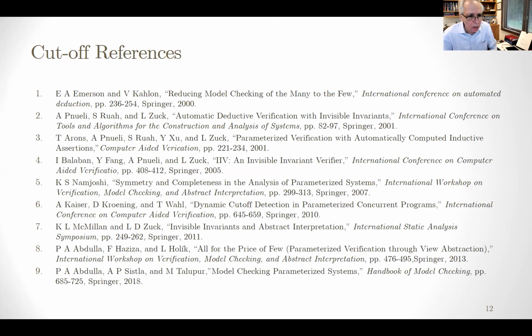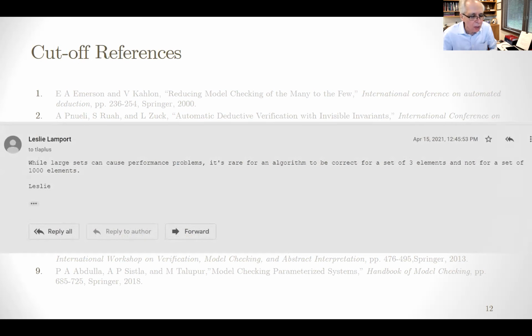I think for this crowd here, this is probably more relevant. This is from the TLA plus group, where somebody was asking about a set that has 1,000 elements and they wanted to simulate it. And I think Leslie said, well, if it's correct for 3 elements, it is rare to be correct for 3 elements and not for a set of 1,000. The intuition is that there is some regularity about these distributed systems, that you should make them easily verifiable by analyzing a small instance of them, okay? But we wanted to take this intuition and turn it into an algorithmic procedure for generating inductive invariants.